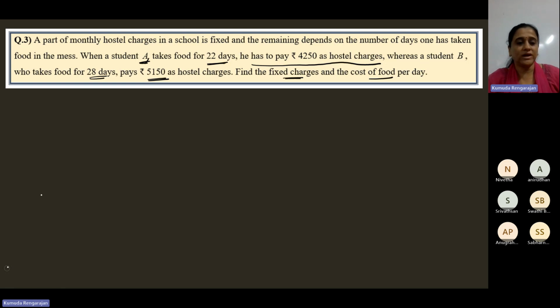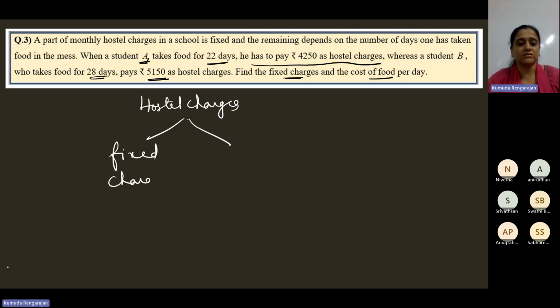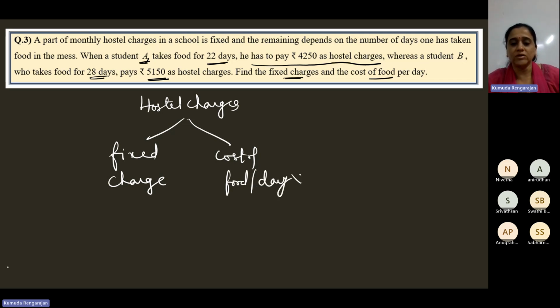So we need to get the terms clear. Hostel charges are of two types in this question. One is the fixed charge. The other is the cost of food per day. Correct? Cost of food per day into number of days.